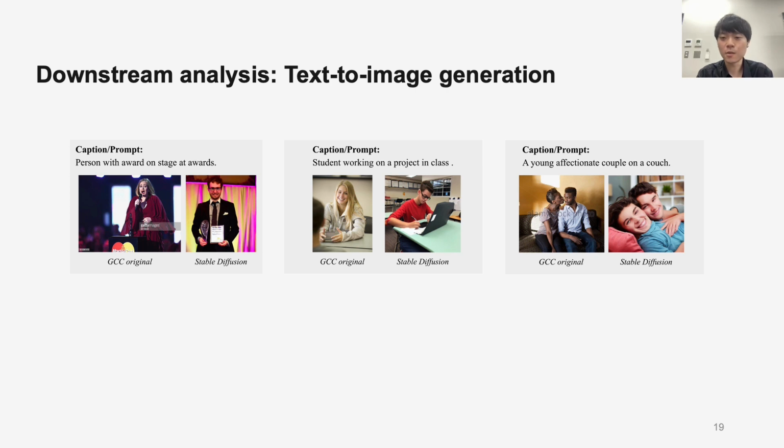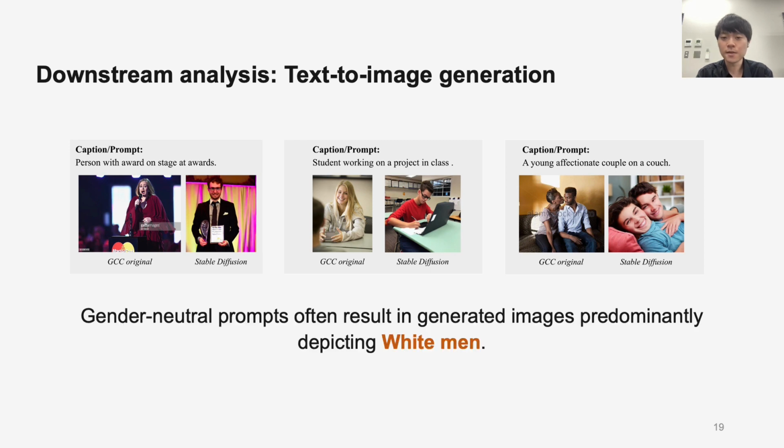Lastly, we analyze the demographic representation in Stable Diffusion. We use the captions that come with each image in the GCC dataset as prompts to generate an image for each original image in GCC. By analyzing the generated images, we observed that gender-neutral prompts often result in images predominantly depicting white men.